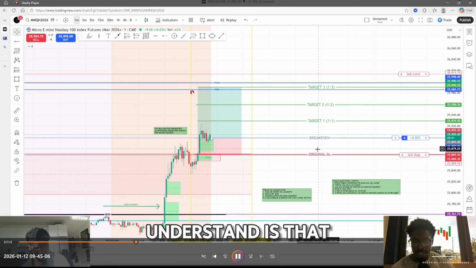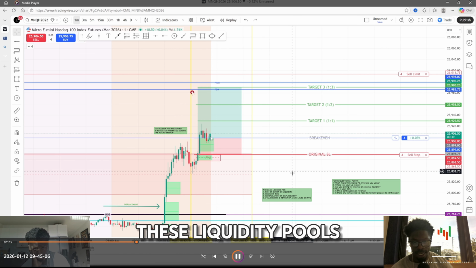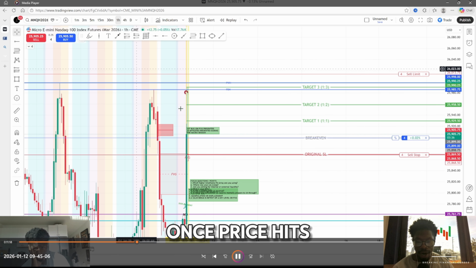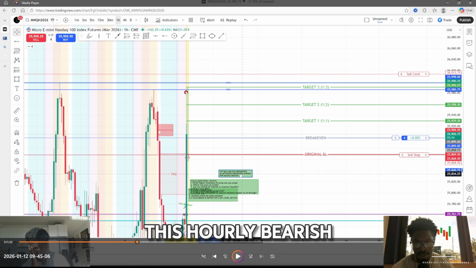One thing I understand is that once price hits these liquidity pools, once price hits this hourly bearish fair value gap right here, keep in mind we just inversed this one, but this is 1, now this is 2. At some point before we get up here, price has to retrace. It doesn't mean that price doesn't want to head towards my previous day high or my previous week high.